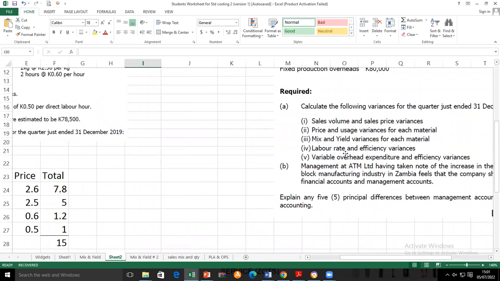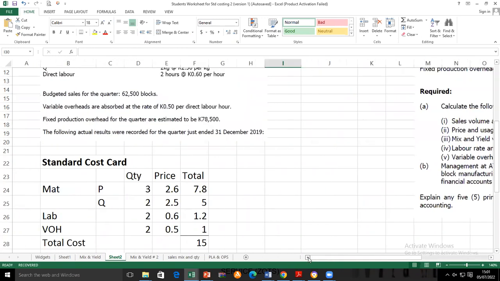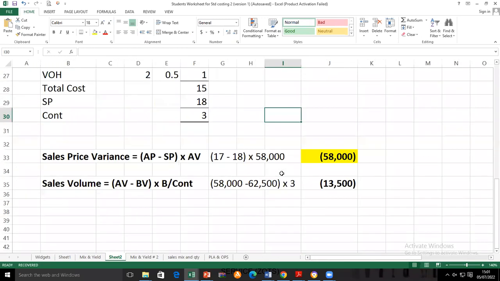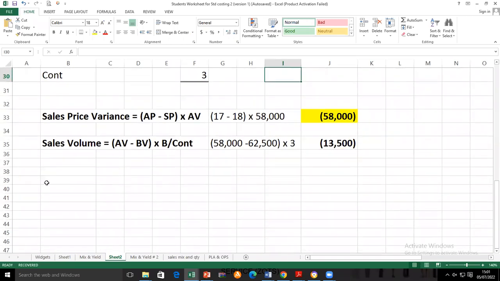Next, price and usage variance for each material. For each material. Material price variance. Robert, what's the material price variance?